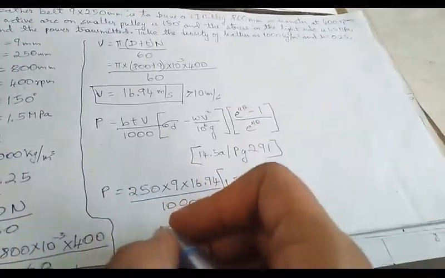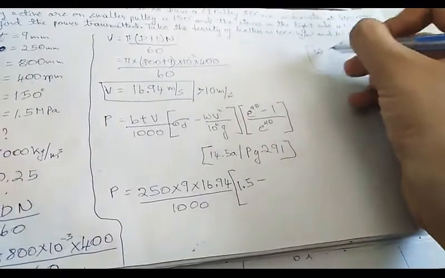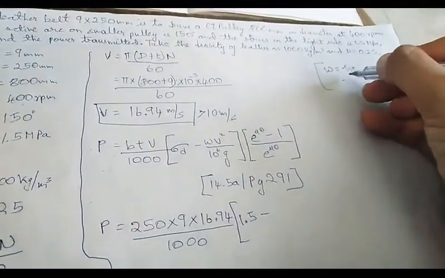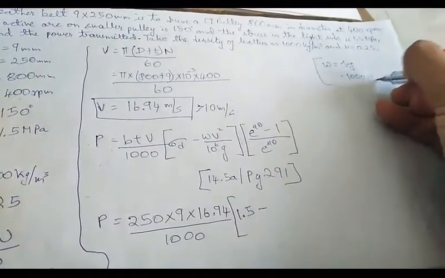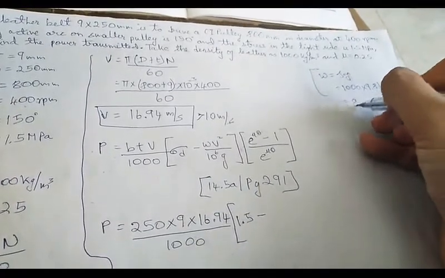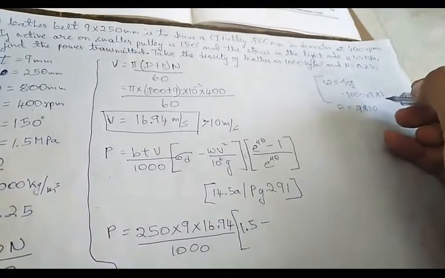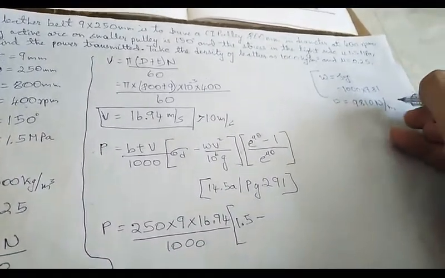rho G, the value of W is equal to rho G. Rho is density and G is 9.81, acceleration due to gravity. This is 9810 Newton per meter cube.